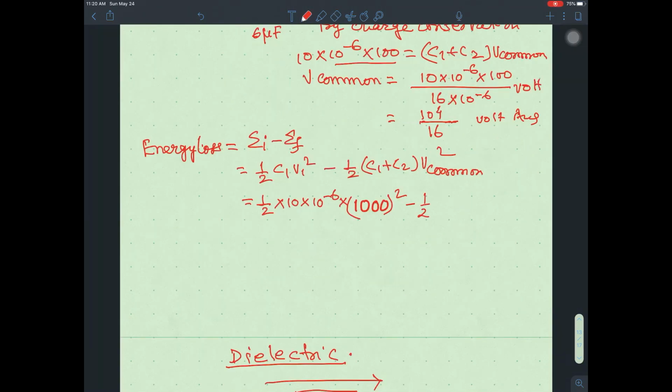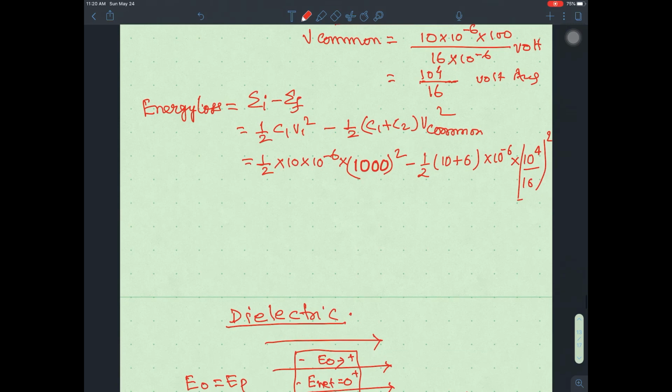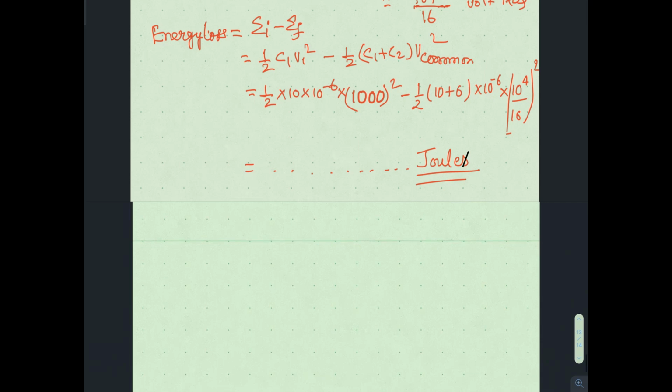minus 1 by 2 (C1 plus C2). C1 plus C2 is how much? 10 plus 6, 16, into 10 to the power minus 6 into V common, 10 to the power 4 by 16, whole square. Do the calculation and you will get the answer in joule. This I am leaving to you as homework. It is a simple calculation, only mathematics, and you will get the answer.